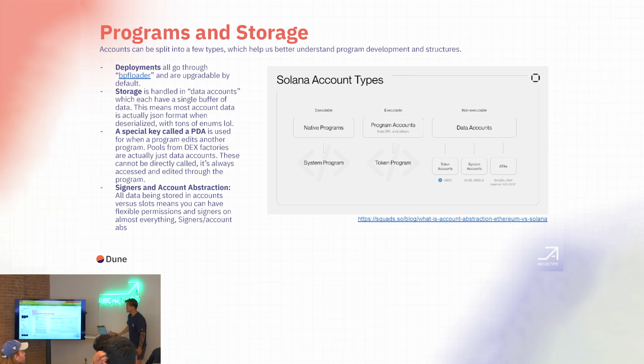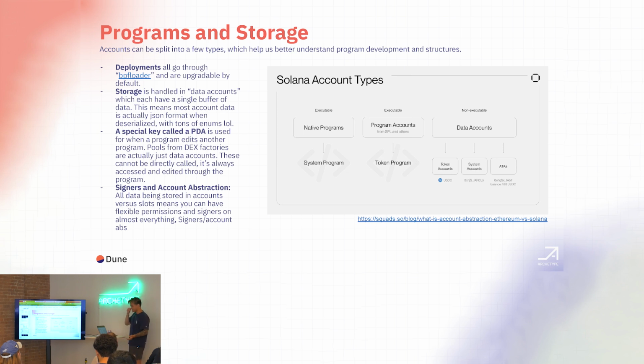Special things to know that can be confusing: only program accounts get executed. So if I have a theoretical Uniswap factory on Solana, and Uniswap factories create pools, on Ethereum I can call the pool directly. But on Solana, the pool, quote unquote, is just a data account, and I can't call that pool directly. I'm always going to call the program.